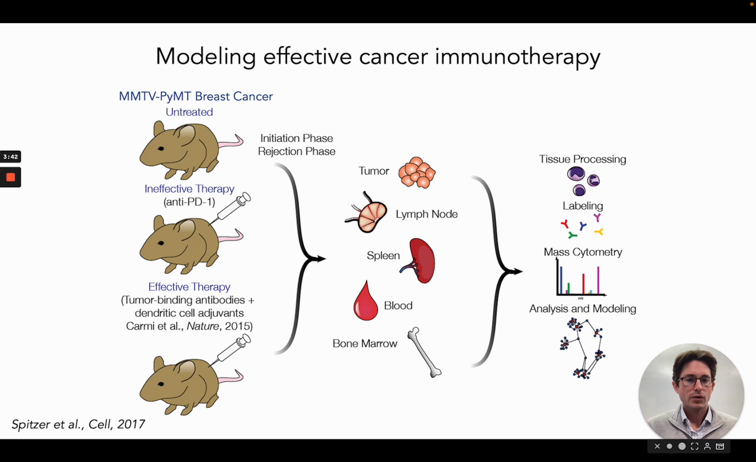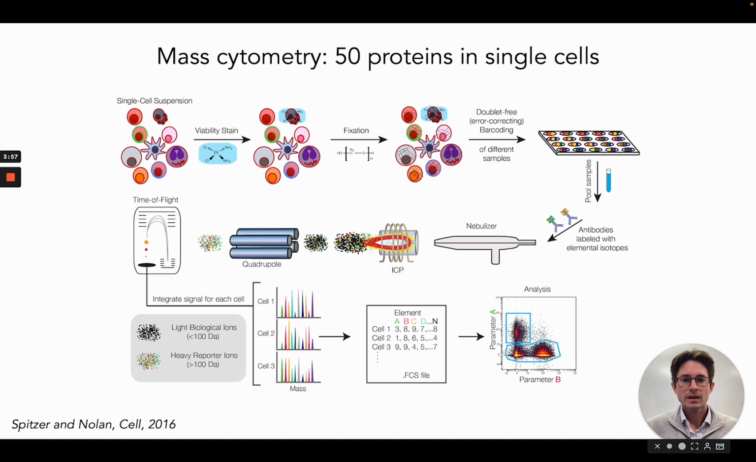And at two different time points over the course of the immune response, we collected all of the different tissues that we thought might be involved in this response and analyzed them at the single cell level to understand immune cell composition as well as behavior and functionality using mass cytometry. So just a brief overview of mass cytometry. This is a technology that allows us to measure many proteins at a time in single cells.